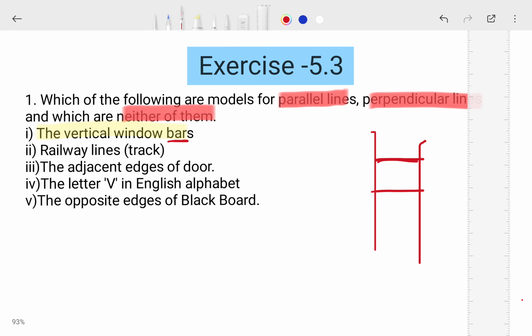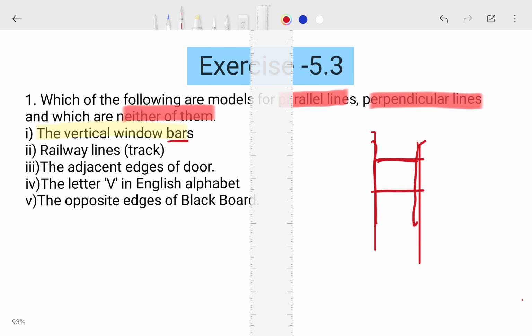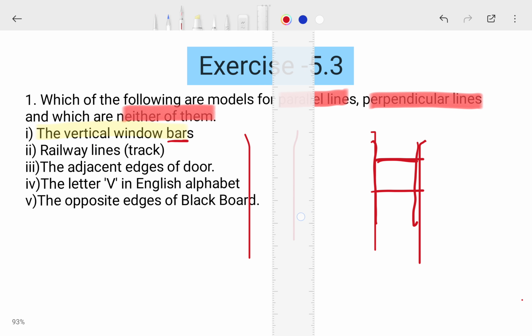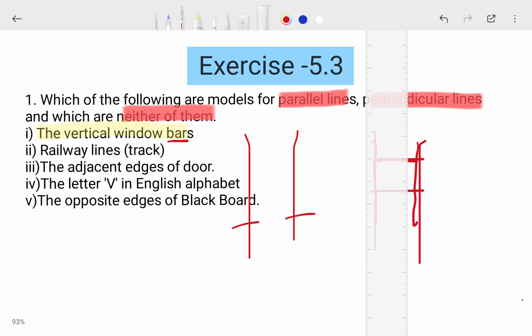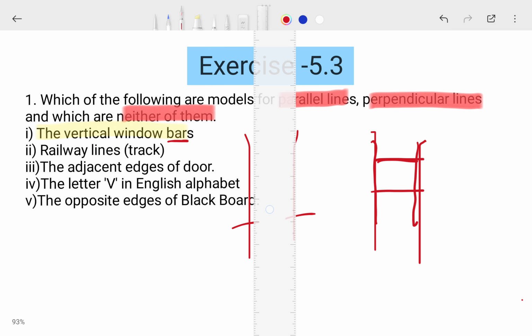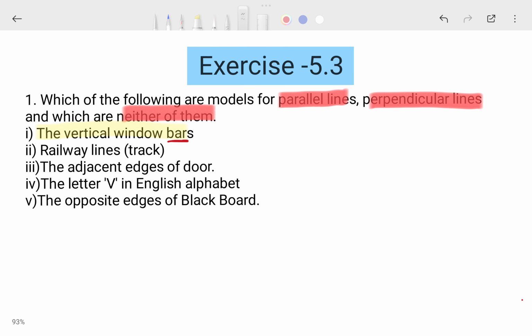So this is parallel only, these are parallel lines, because one line and one line, this is vertical. So this is parallel. Why? Because this is not going to meet at any point. From start to end, it is not going to meet, so the first one is parallel. You can write parallel here. Now let's talk about the second one.